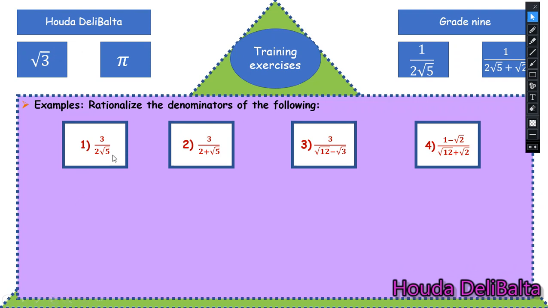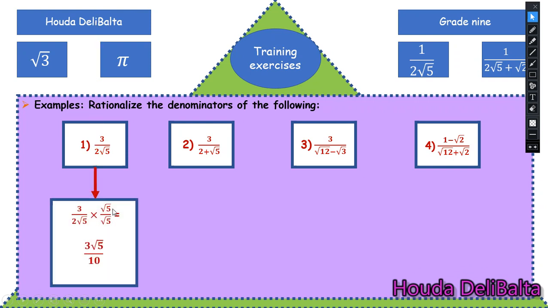All I need is to search for a value that when multiplied with 2 radical 5 gives a rational number. So I choose multiplying by radical 5 up and down. I choose the radical only. So I multiply by the same radical up and down, then I will get 3 radical 5, and 2 radical 5 times radical 5 is 2 times 5, so it is 10. And by this, I got a rational denominator.